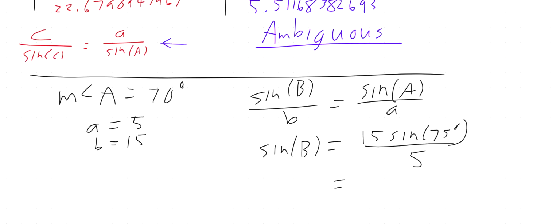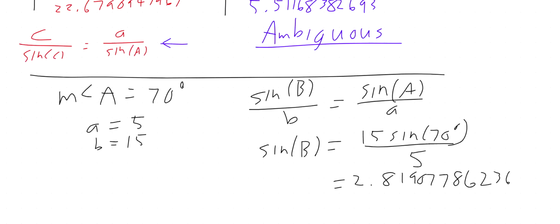Again, be careful with parentheses. Oops, sorry, not 75. It should just be 70. Be careful with parentheses and make sure you are in degree mode. And we get 2.81907786236. Now remember, that's not our angle.